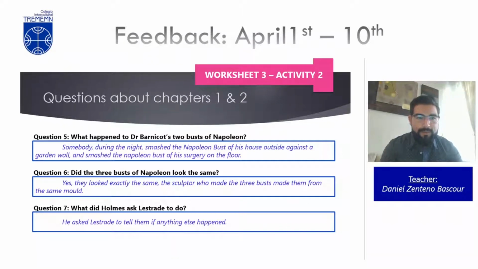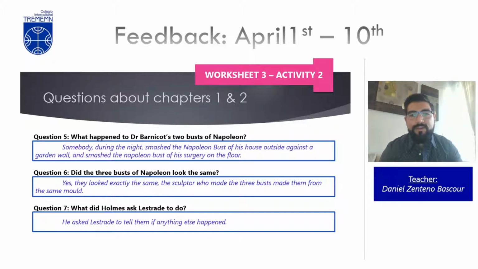Questions 5 to 7. Let's have a look at question 5. What happened to Dr. Barnicot's 2 busts of Napoleon? Somebody during the night smashed the Napoleon bust of his house outside against a garden wall and smashed the Napoleon bust of his surgery on the floor. So basically these 2 busts were broken, were destroyed, smashed, and this is what happened.